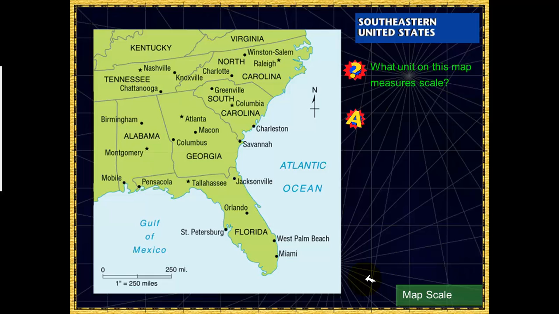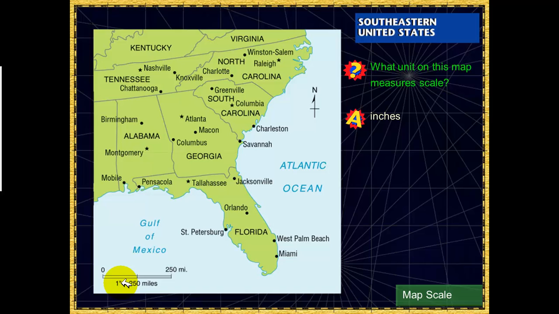Map of the southeastern United States. So let's take a look and see what unit on this map measures scale. So the question they're asking us is what unit on this map represents scale. We'll take a look to answer this. Let's find the map scale. It is on this side of the page. It is down here. And it will tell us 1 inch. If you take a look and see, it says 1 inch equals 250 miles. Inches. Okay. So the answer is inches.